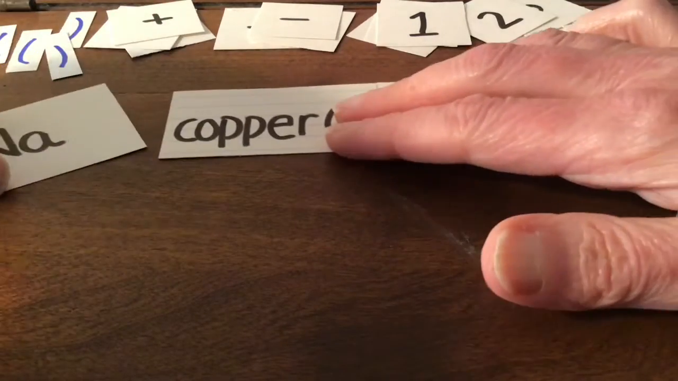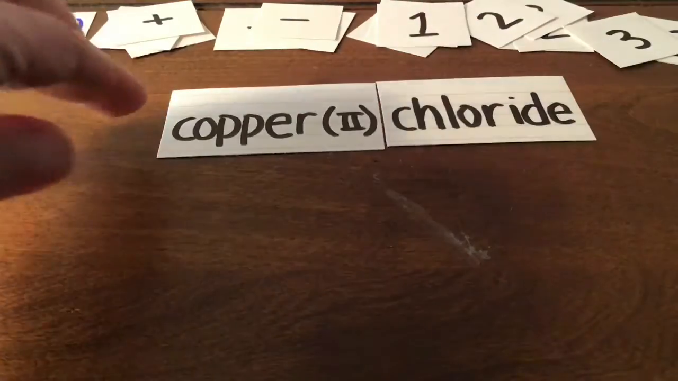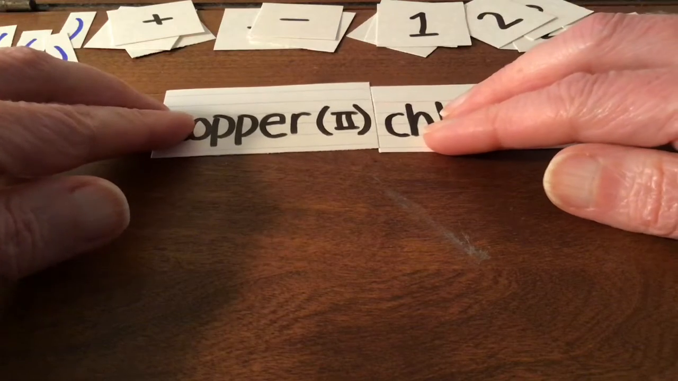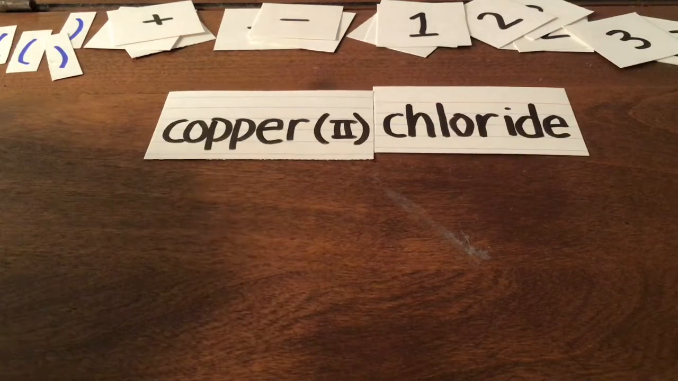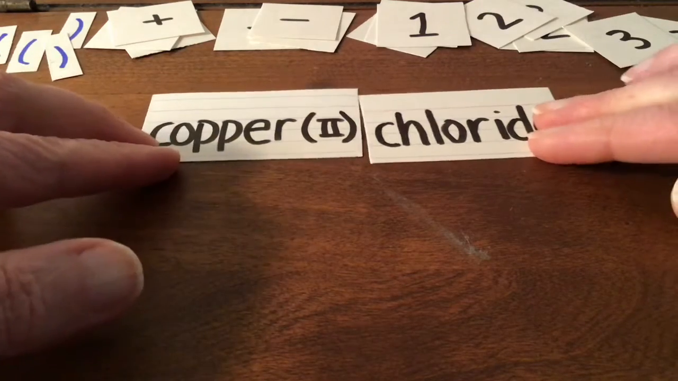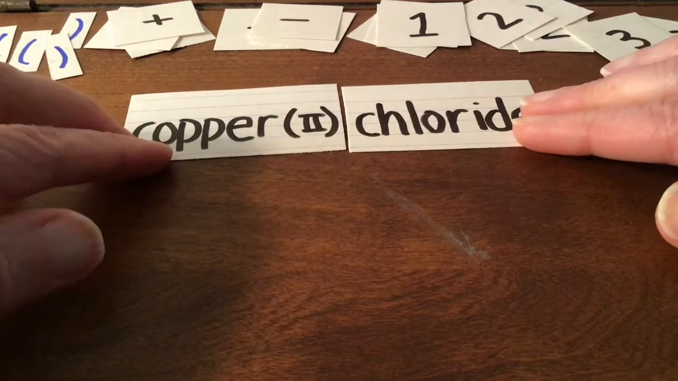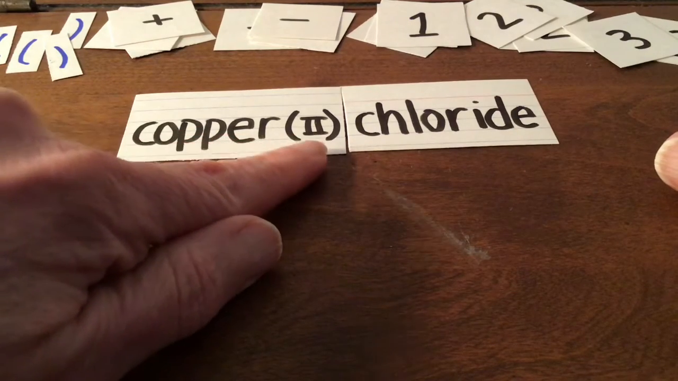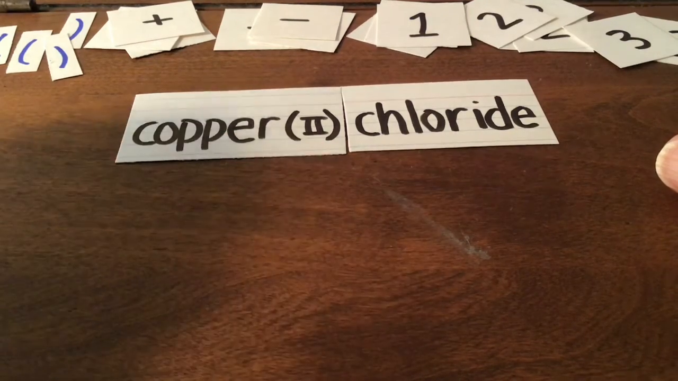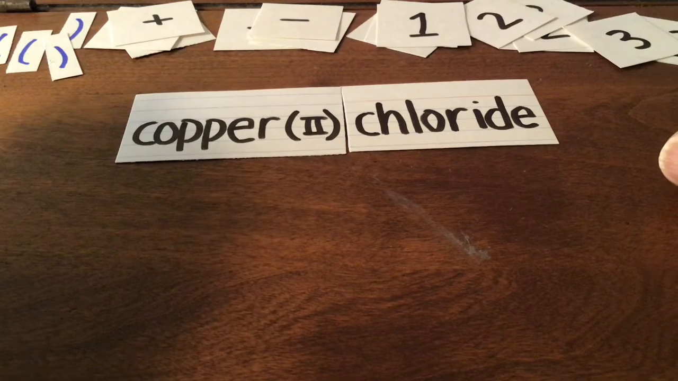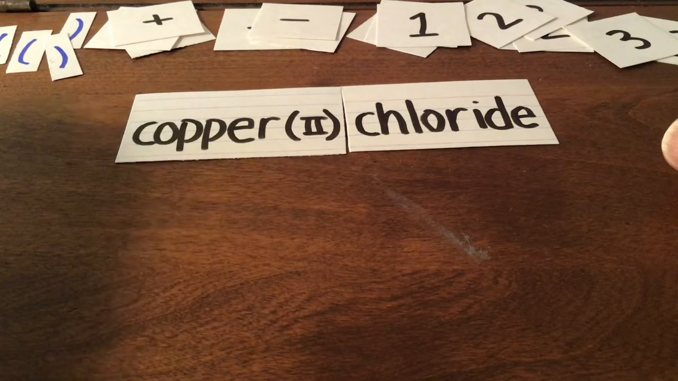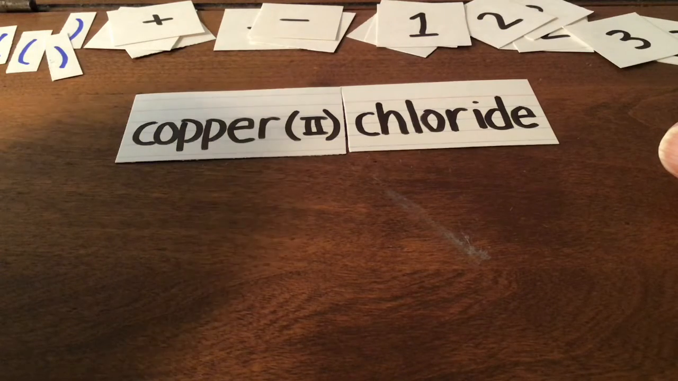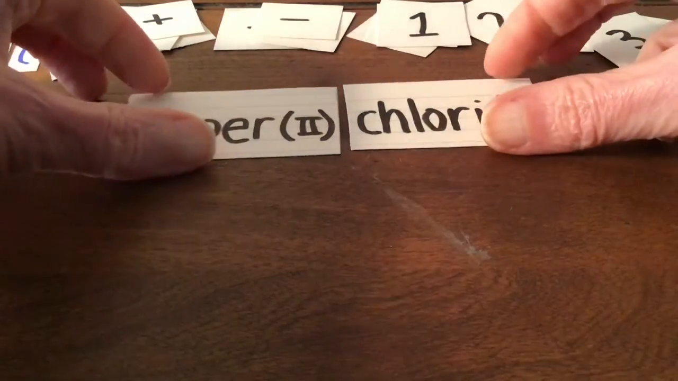The same ion can react with several other ions, and you only need to know the names of the ions to know the names of your compounds. So copper 2 chloride is the next compound. Notice that the copper has a Roman numeral 2. Copper is a transition metal. Many transition metals form different ions with different charges. So putting a Roman numeral in the name identifies what the charge is.